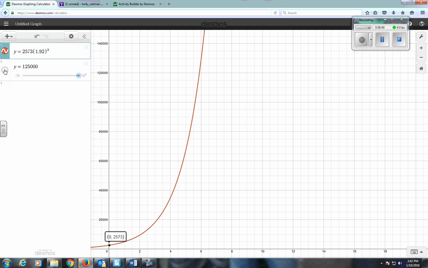Now, the next question on this particular example says, estimate when there'll be 125,000 computer security incidents. So I need to use my graph to estimate when this is going to get to 125,000.